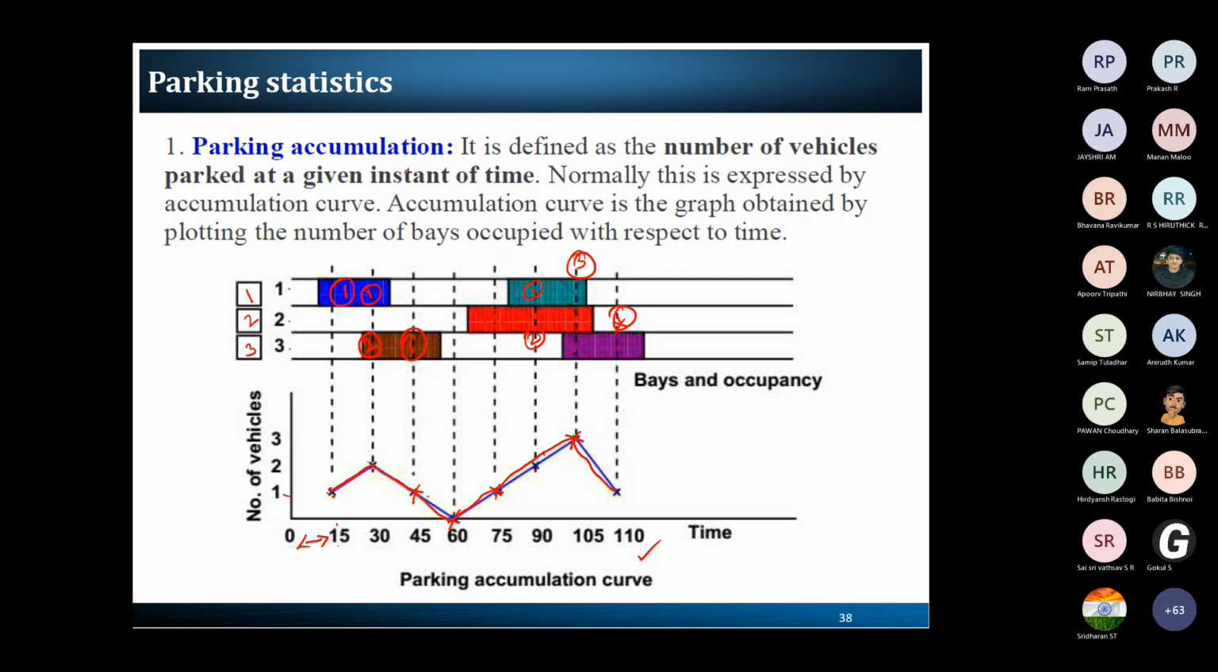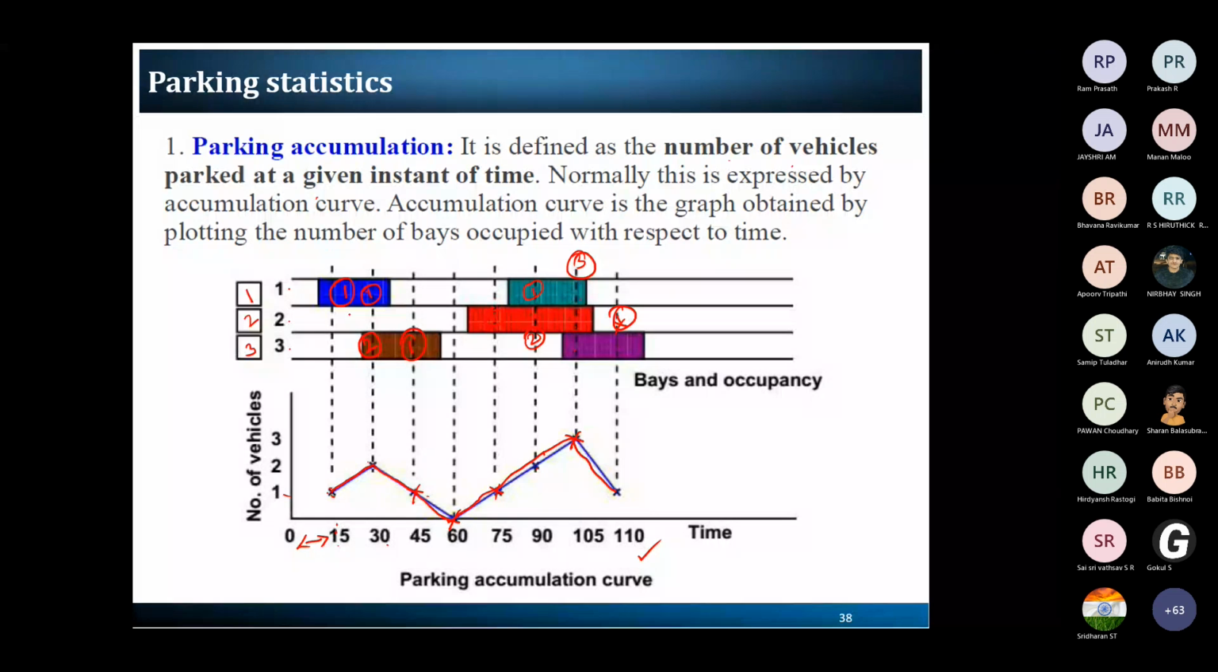So basically the parking accumulation is defined as the number of vehicles parked at a given instant of time, at any time, 15 minutes or 30 minutes or 45 minutes. So in that particular time, what will be the number of vehicles occupying the given bays? That is explained as parking accumulation.